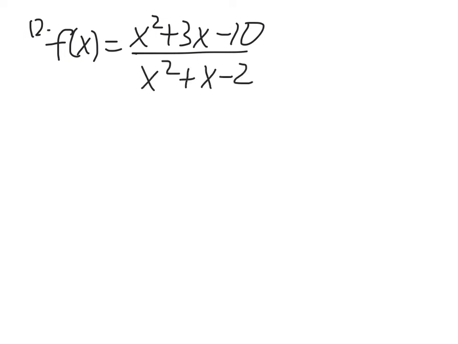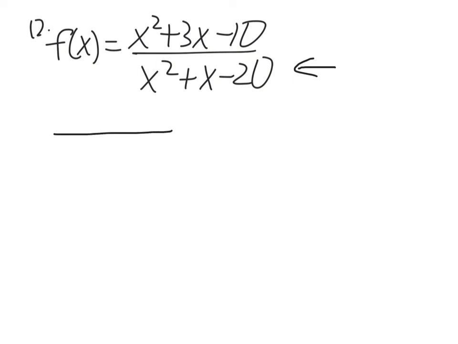Where will the discontinuities occur? What would we be looking for there? 0 for what? For the denominator. Okay, so let's go ahead and factor the denominator. Let's see, +5 and -4.